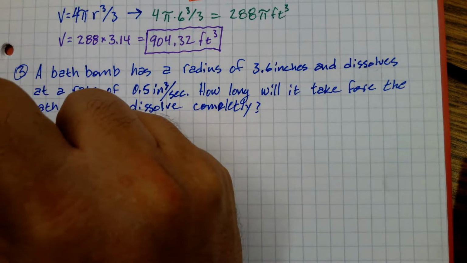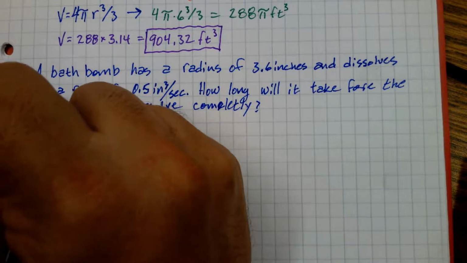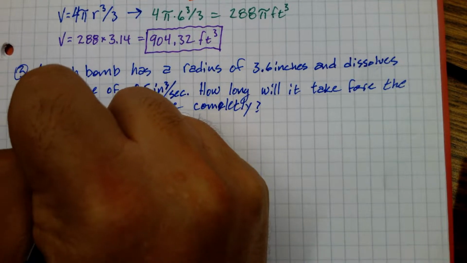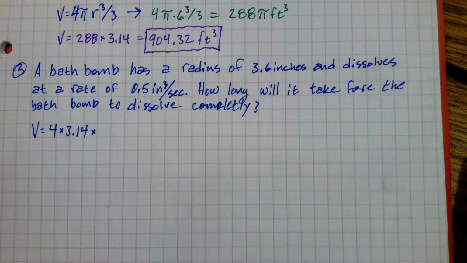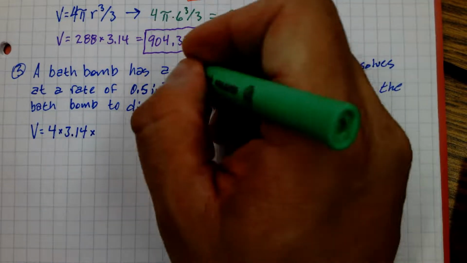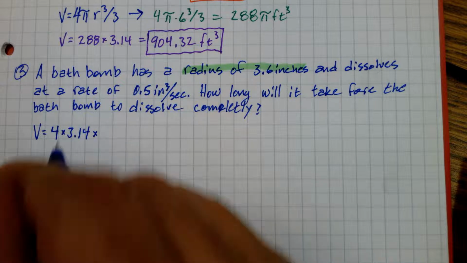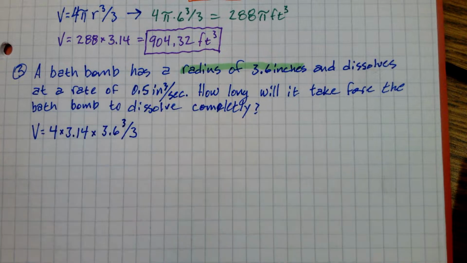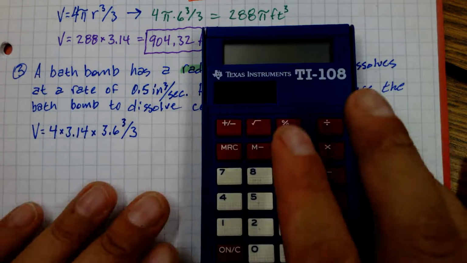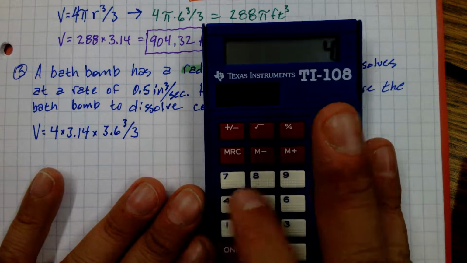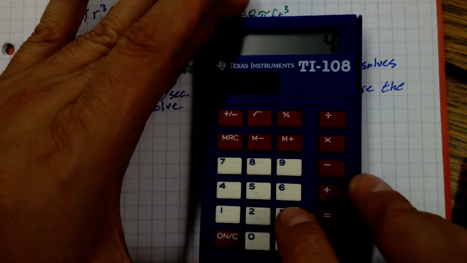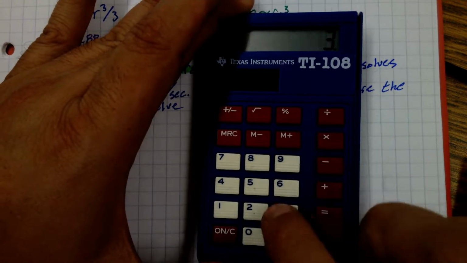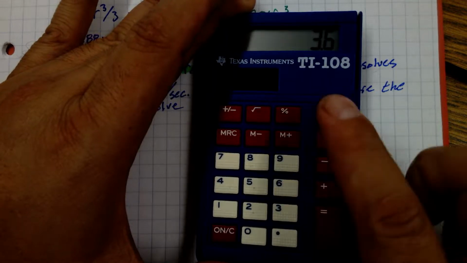So the volume is going to be 4 times, instead of pi, we're going to use 3.14 times, what's our radius? Yeah, 3.6 cubed, and then divided by 3. So let's just put all that into our calculator. You ready? We're going to do 4 times 3.14 times 3.6 times 3.6 times 3.6 divided by 3.